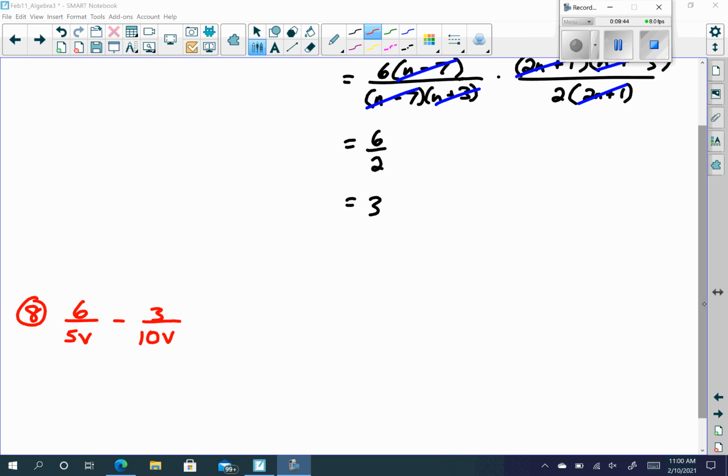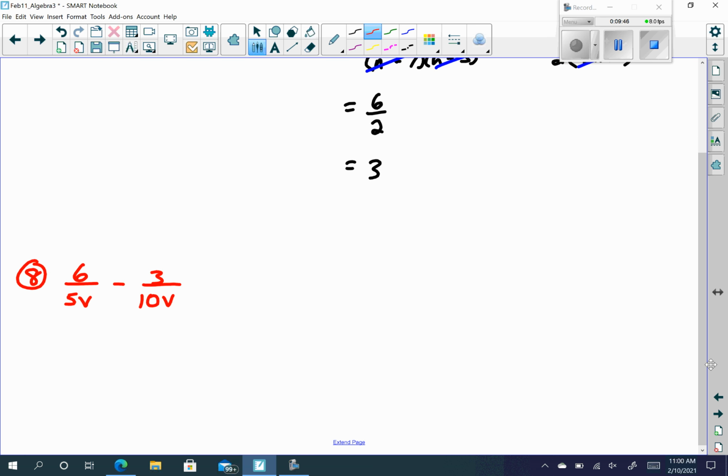Okay, number 8. Now we're getting to adding and subtracting. So this is where we need common denominators. This is the 5 steps we're going to follow. First step is to make 2 blank fractions. Determine the LCD. Well, they both have V's already, so I don't have to worry about that. 5 goes into 10, so my LCD is 10V.